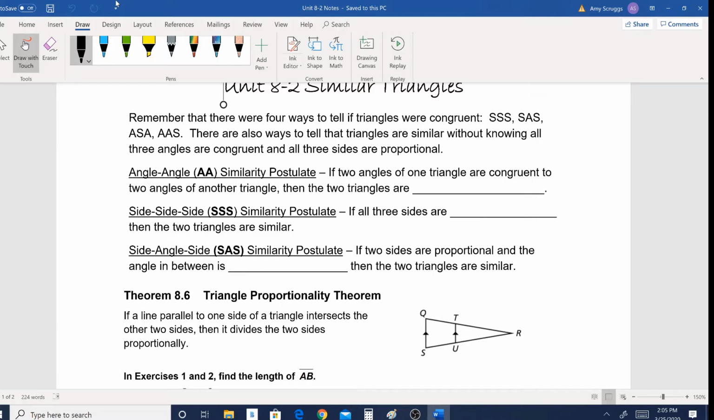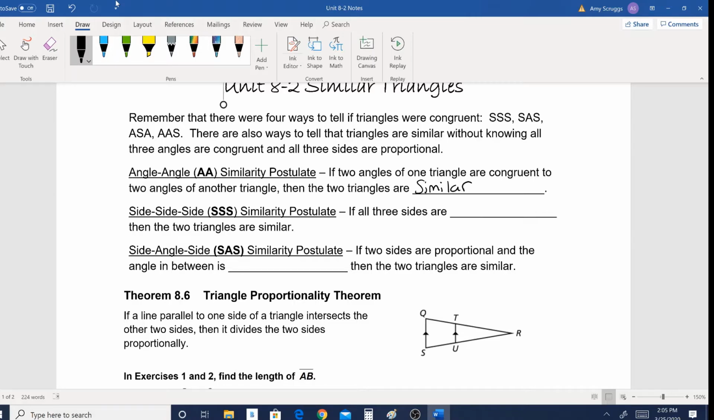And the first one is called the angle-angle similarity postulate, all right? And it says if 2 angles in one triangle are congruent to 2 angles in another triangle, then the 2 triangles are similar. Now remember, similar and congruent are 2 different things. So if all 3 angles, or in this case, if just 2 out of the 3 angles are congruent, then automatically all 3 are, which automatically makes the 2 triangles similar, okay?